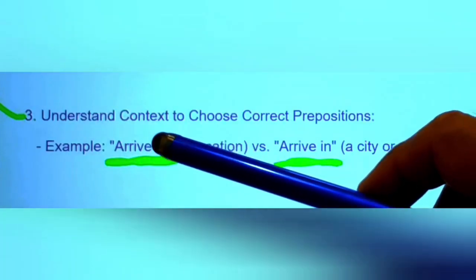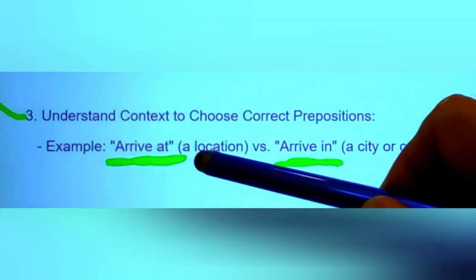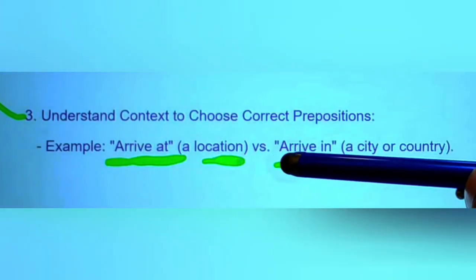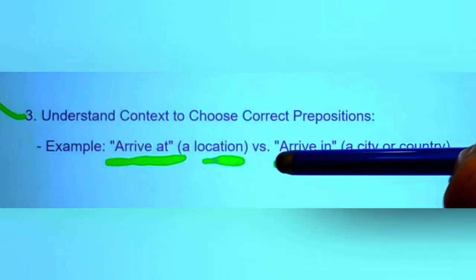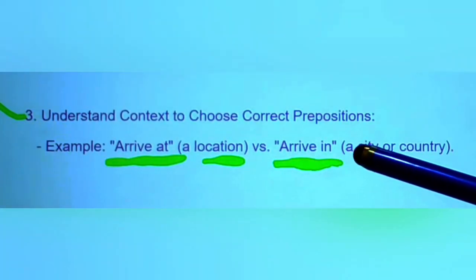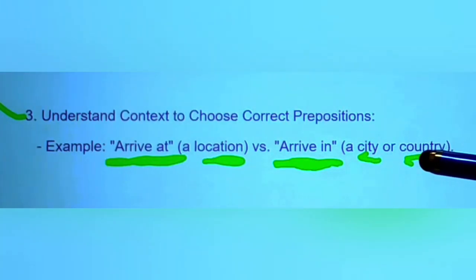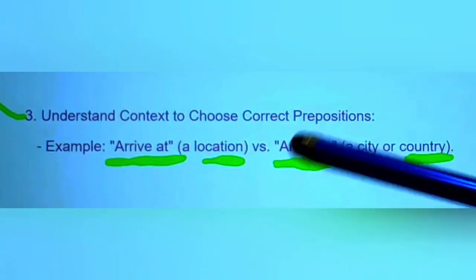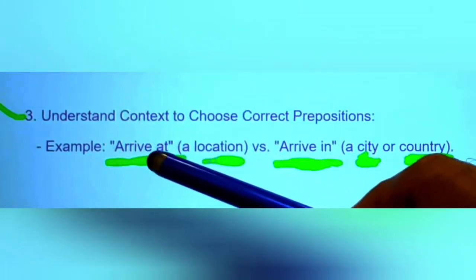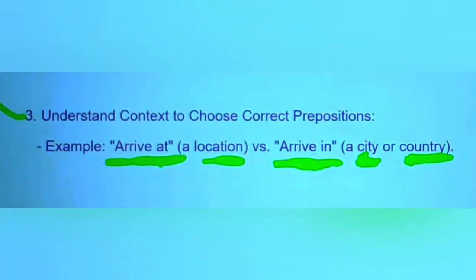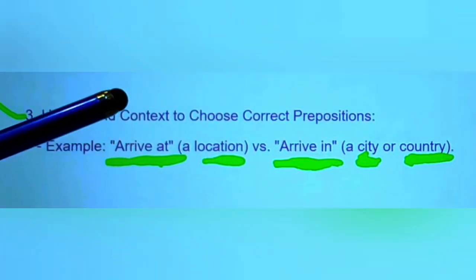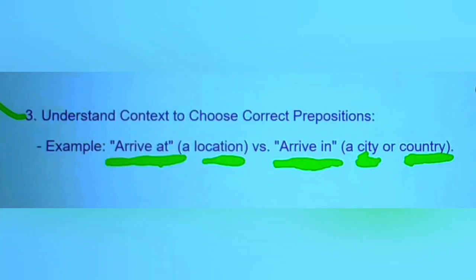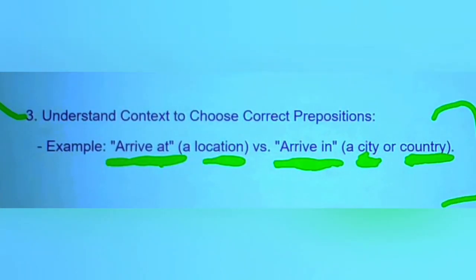For example, arrive at describes a location, while arrive in describes a larger place like a city or country, like arrive in New York or arrive in USA. So arrive in and arrive at have different meanings. So we have to understand context to choose the correct prepositions. Hopefully you got these tips as well.